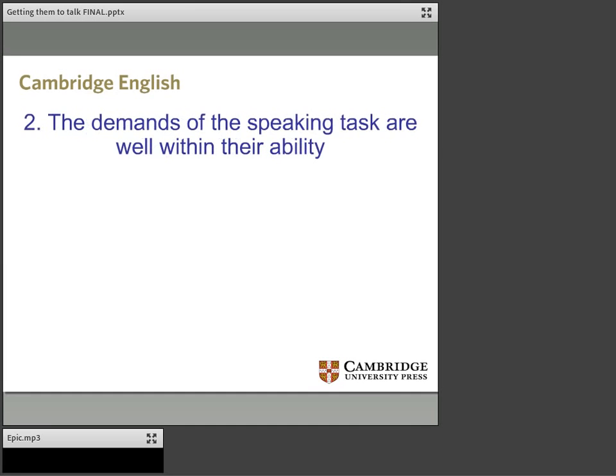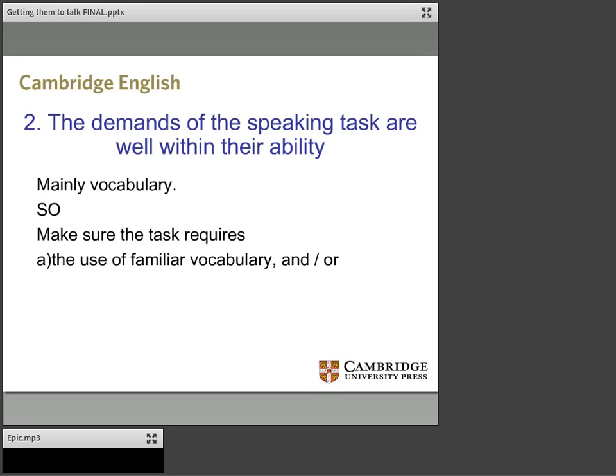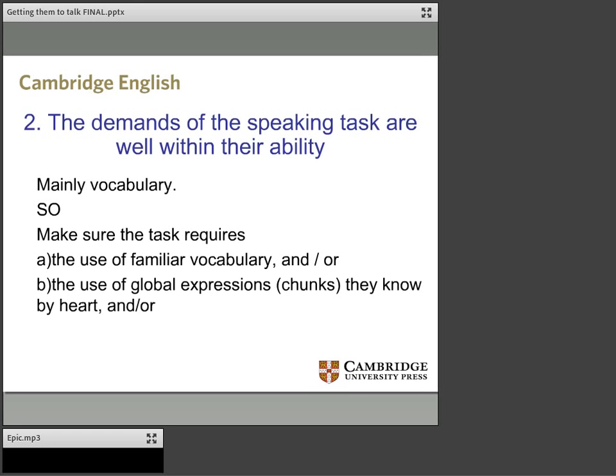Sorry, went back and I should have gone forward. So we need to make sure that the task requires the use of familiar vocabulary and or global expressions they know by heart, or even the use of entire spoken text they know by heart. I'll talk about these later in some examples, but it's perfectly okay to have oral fluency activities based partly or completely on things they know by heart, and they can work very well and be very morale boosting.